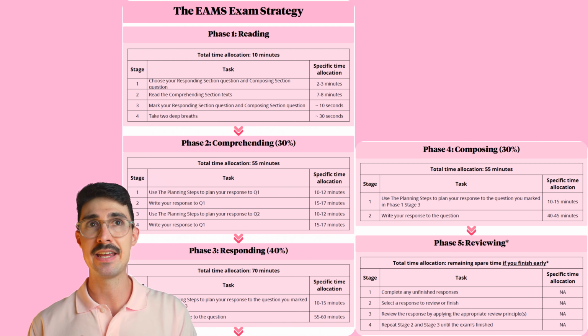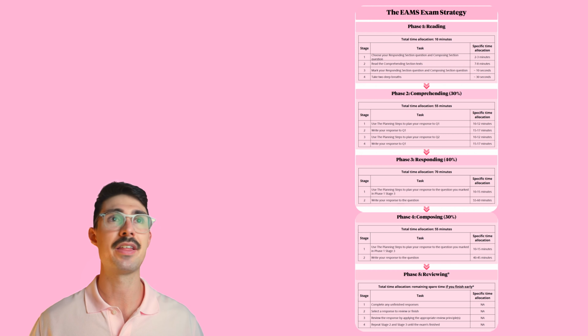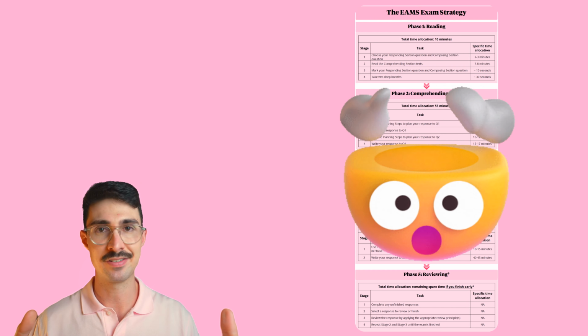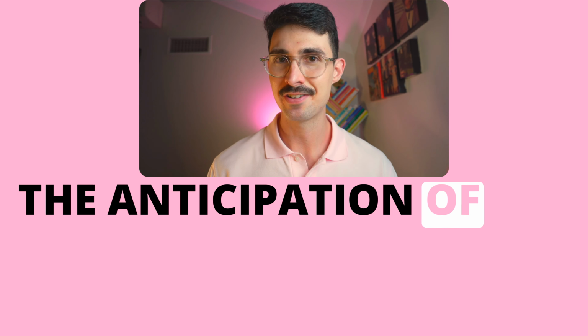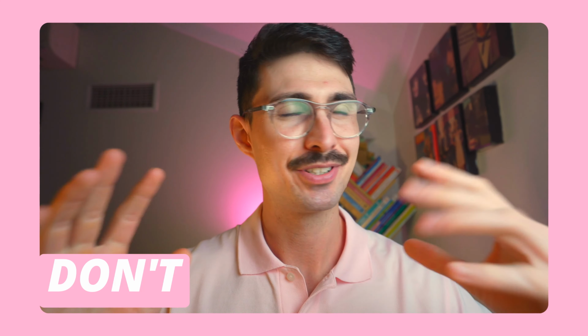A nice way to implement this idea of don't think, just do is just to focus on completing one phase of the AIMS exam strategy at a time. Just do the first one and then the second one rather than thinking about all of it at once. Before you know it, the exam will be over. Remember, the anticipation of the thing is much worse than the reality. So, one more time, don't think, just do.